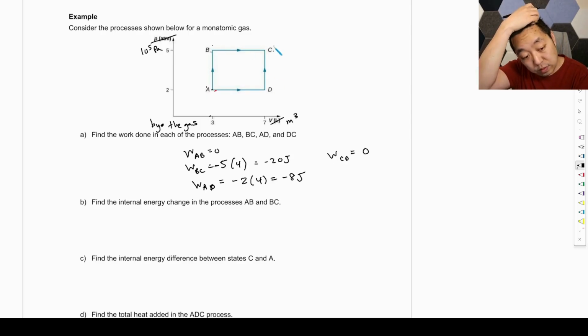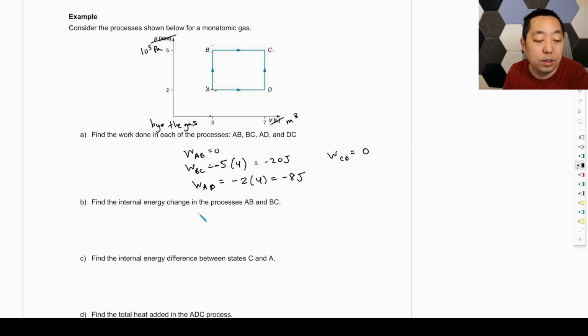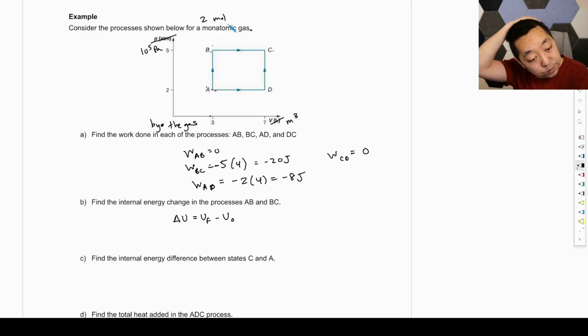Find the internal energy change between processes AB and BC. So the whole idea of the internal energy change is we don't know the heat added. We know the work being done. We don't know the heat added. So we're just going to focus on knowing the temperatures if we can, because we have a little bit here. Now, in order to find the internal energy, I think I was supposed to give you the number of moles. For a monatomic gas, we'll say 2 moles.